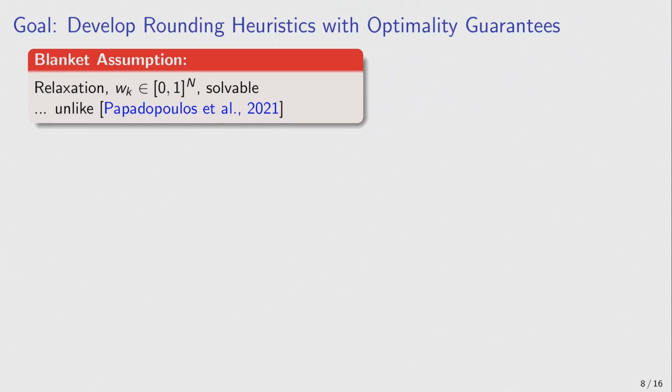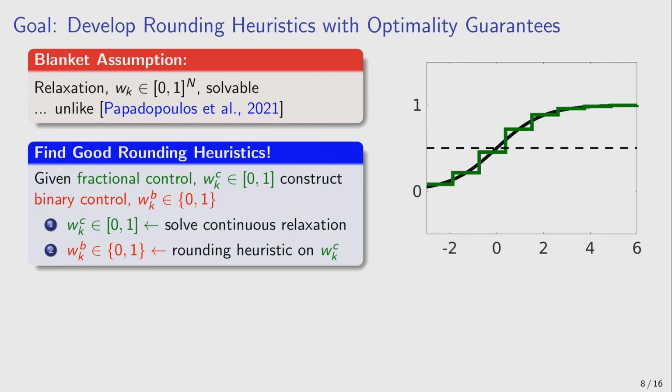Okay, so I'm going to develop rounding heuristics, and the main assumption I'm going to make is that if I relax my integer controls, my binary controls, then I can solve the problem efficiently. So the easier problem where I relax integrality is solvable. And that's a reasonable assumption because we can solve PDE constrained optimization problems very efficiently. And there's good software for that.